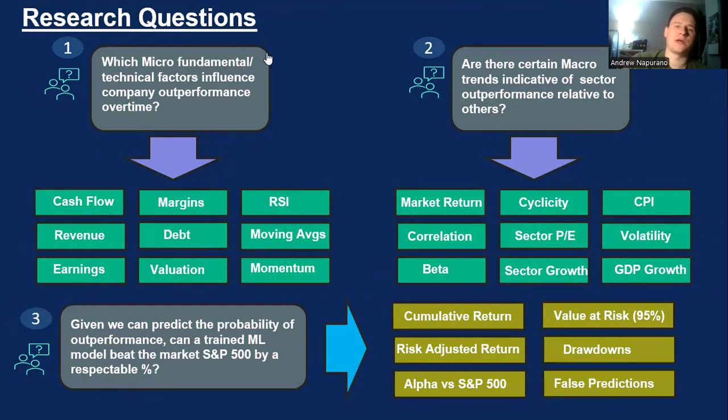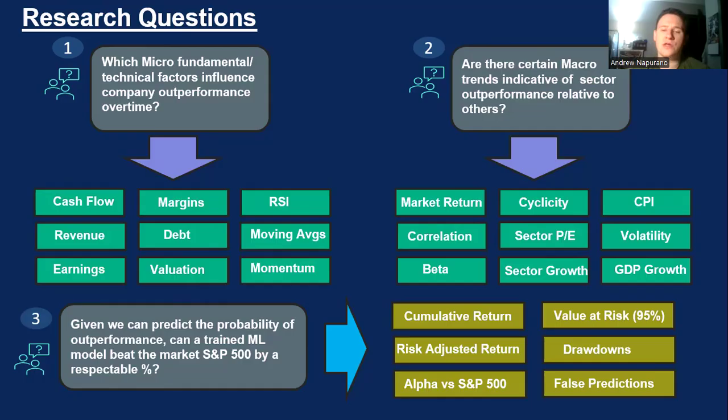And then our main research questions are, one, which micro and fundamental technical indicators influence company outperformance? Really, we have factors from the income statement, balance sheet, cash flow. And then two, what are the macro trends indicative of sector outperformance relative to others? Those are going to be things like CPI, GDP growth, market return, cyclical business cycles. And then three, if we could predict the probability of outperformance, can we actually beat it by a respectable percentage?